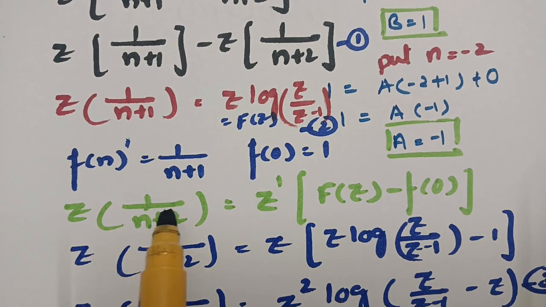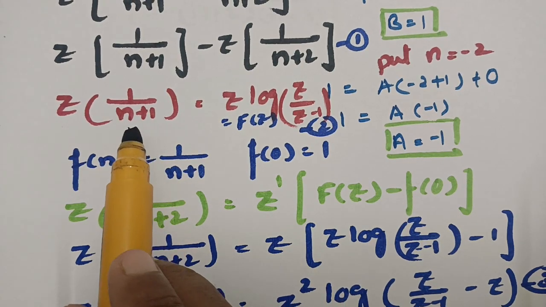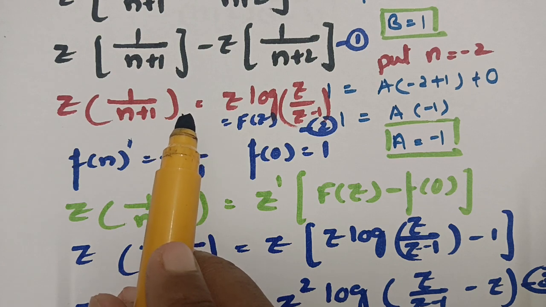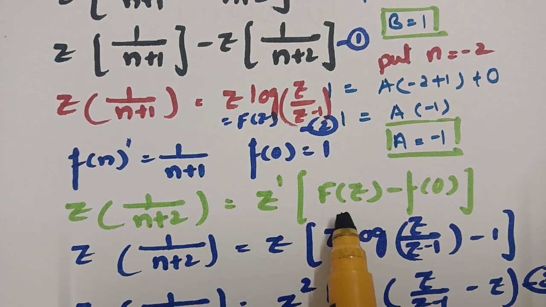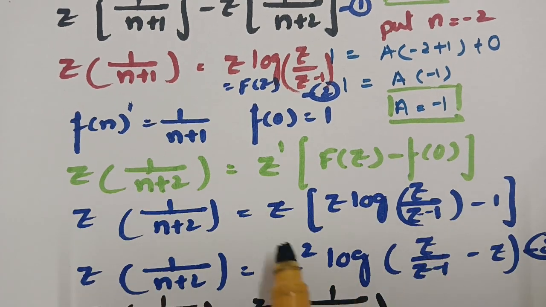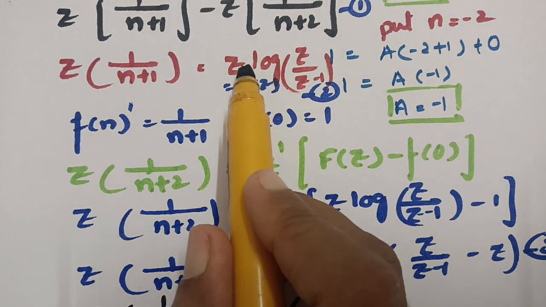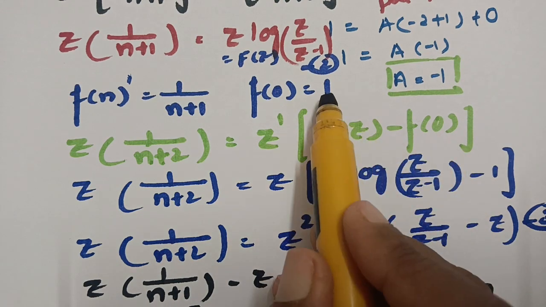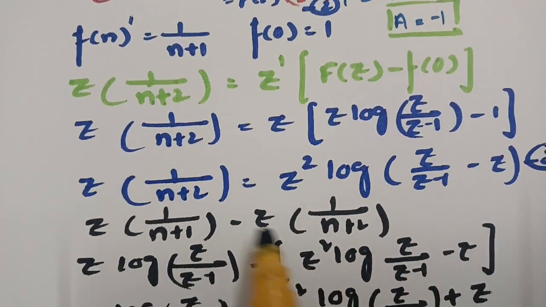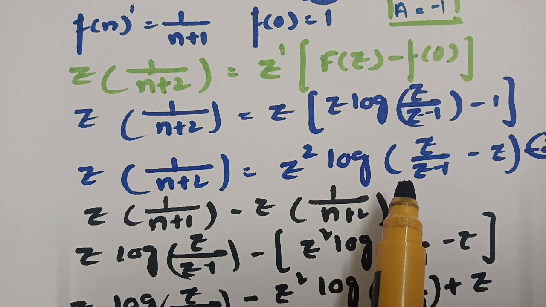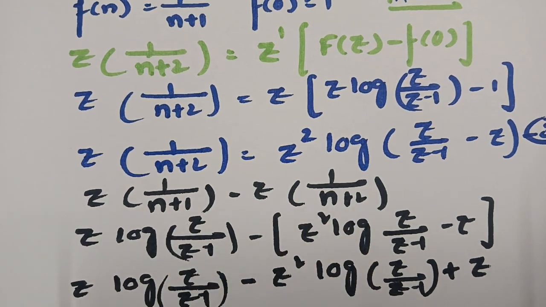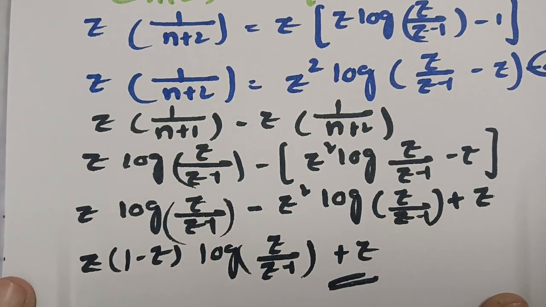So I need the Z transform of n plus 2. So here n plus 1 should be shifted towards the left side for 1 unit. According to the shifting property, Z power 1, F of Z minus f of 0. What is F of Z here? Z log of Z by Z minus 1 minus f of 0, which is nothing but 1. So we got the values of the Z transform of n plus 1 and n plus 2. After substituting, this is the value.